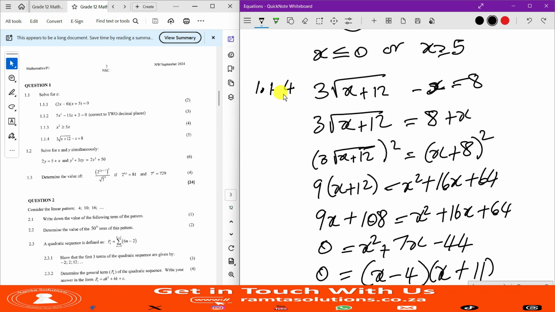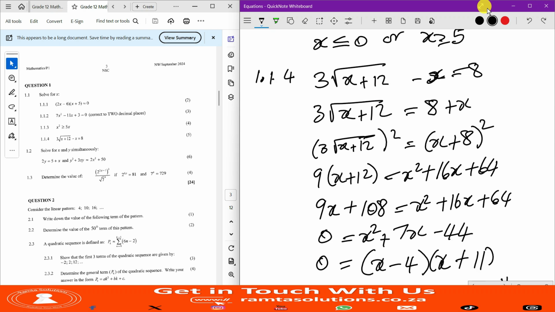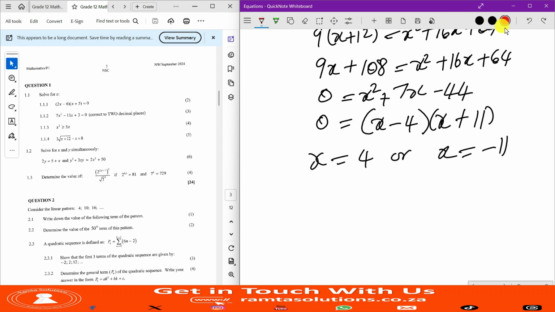So let's see, x equals 4. Let me use a pen here, a red pen. So I'm going to say 3 times, what is x? I put 4. 4 plus 12 minus 4. What is this, by the way? It is the left-hand side. So let's see. 3 times 4 plus 12 is 16. Square root of 16 is, what is square root of 16? It's 4, right?